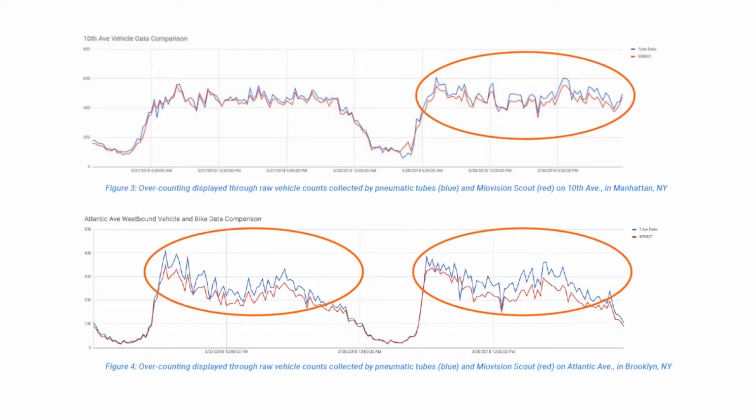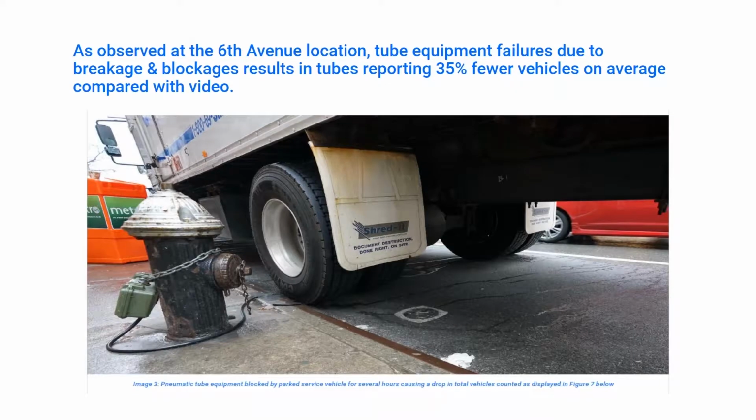These are some more examples at different locations in the same study where you can see the discrepancy between those two data collection methods again. These were also used in the calculation to determine that 13% overcount by tubes. So another example to consider is the equipment's propensity towards failure or susceptibility to blockages.